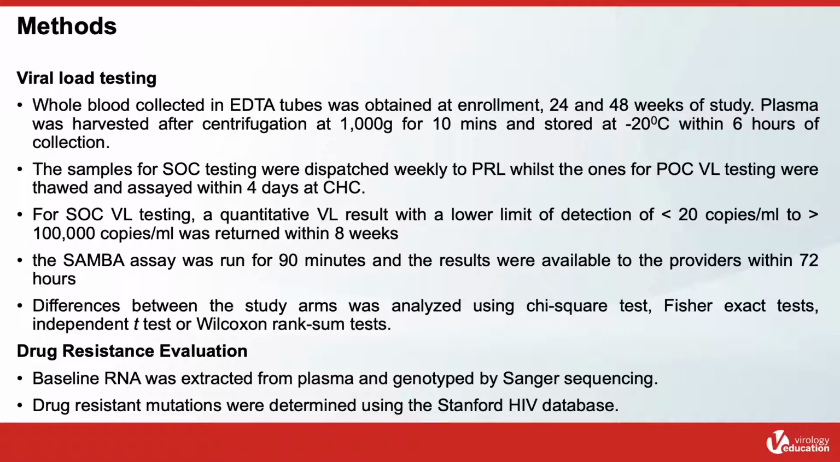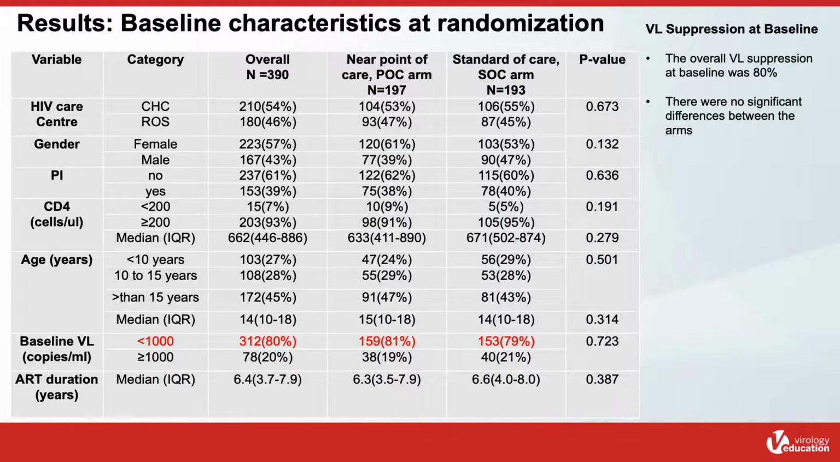For standard-of-care viral testing at the provincial referral lab, the Roche assay Cobas AmpliPrep was used and the result was returned within 8 weeks. For point-of-care viral testing at the clinic, the SAMBA assay was run for 90 minutes and the results were available to the provider within 72 hours. Differences between the study arms were analyzed using chi-square, Fisher's exact test, and independent t-test. For drug resistance evaluation, baseline RNA was extracted from plasma and genotyped by Sanger sequencing, and the drug resistance mutations were determined using the Stanford HIV database.